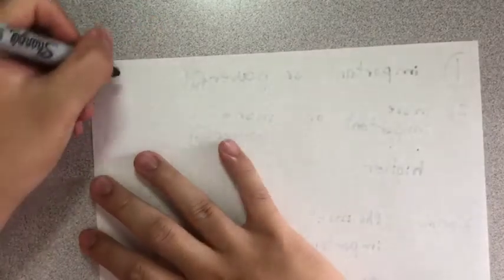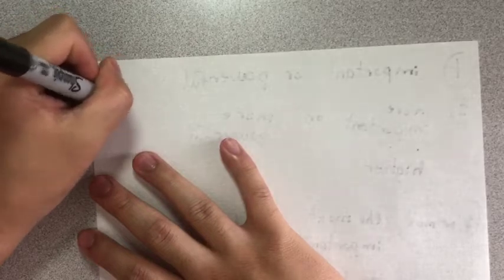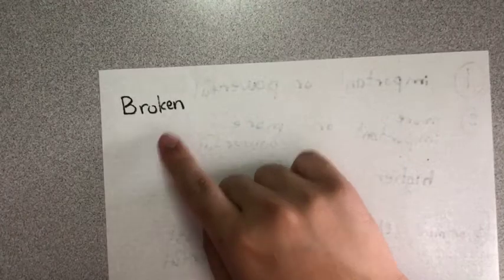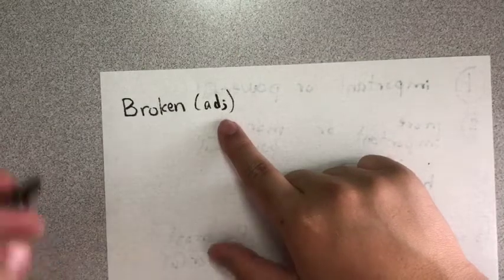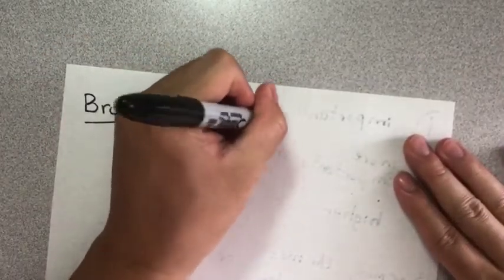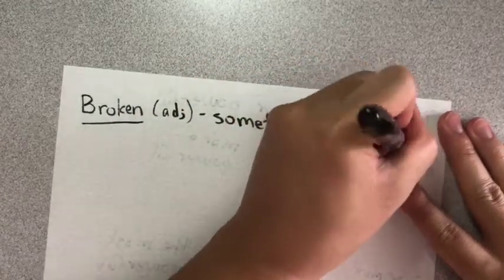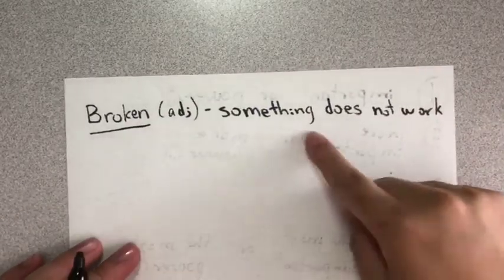Okay, so now we're going to learn some vocabulary words for when things don't work anymore. So the first word is broken. Broken is an adjective. It describes something. Broken means something does not work. Something is broken means something does not work.